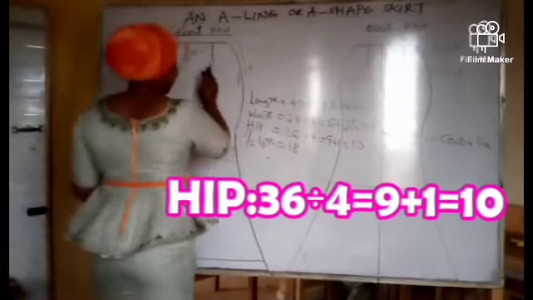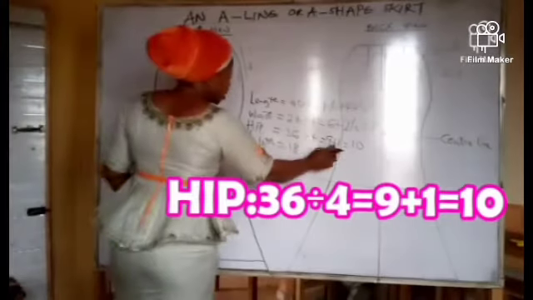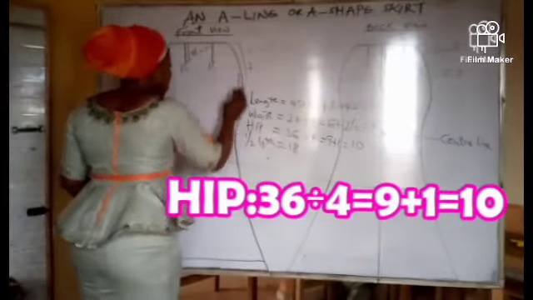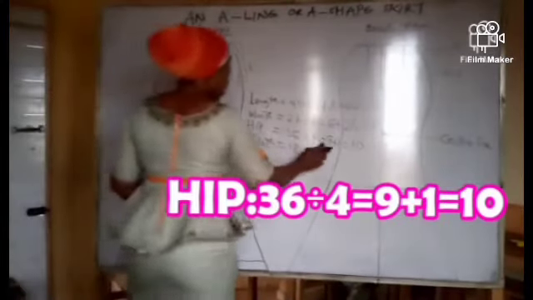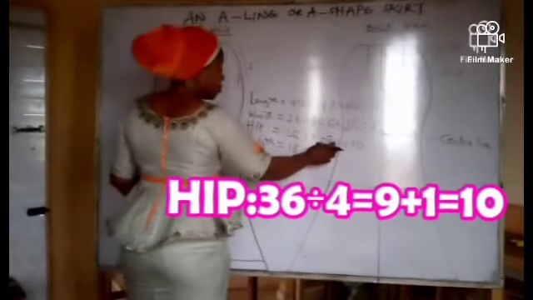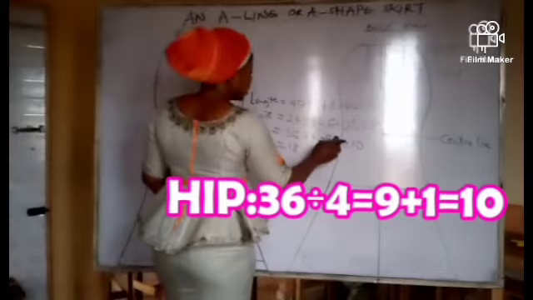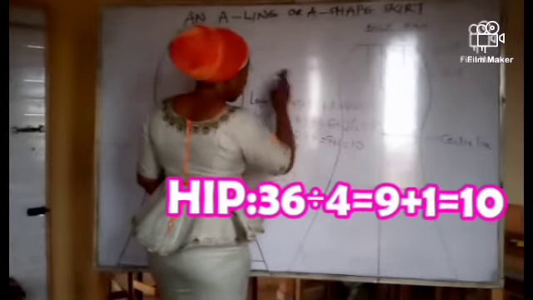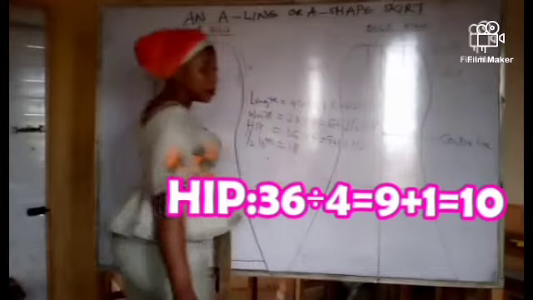So that is why the 1.5 does not come to the hip measurement. We are using only the one that we use to join the side of the skirt that concerns the hip. That is the one we add to the hip measurement. So when you divide 36 by 4, it will give you 9, plus 1 to join the side of the skirt. It will give us 10.